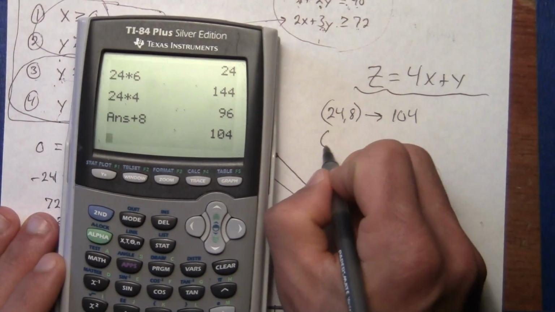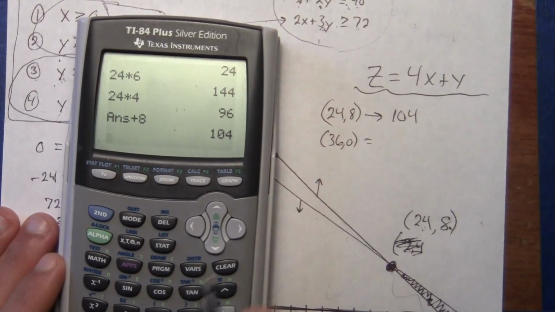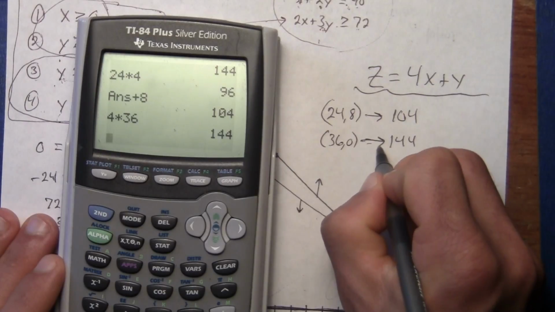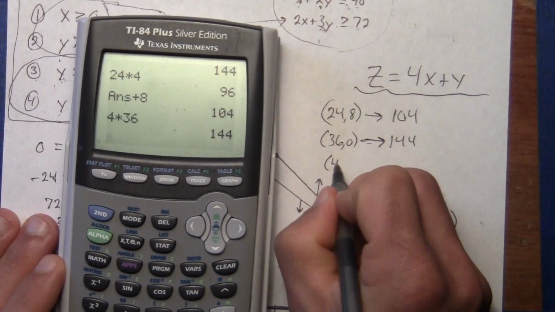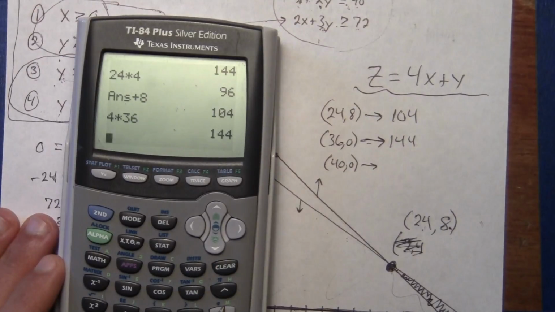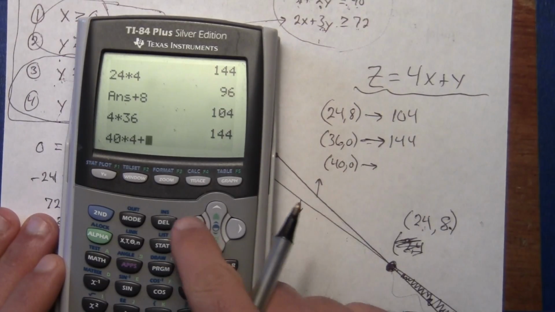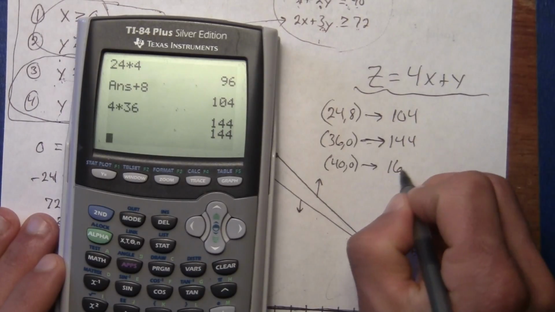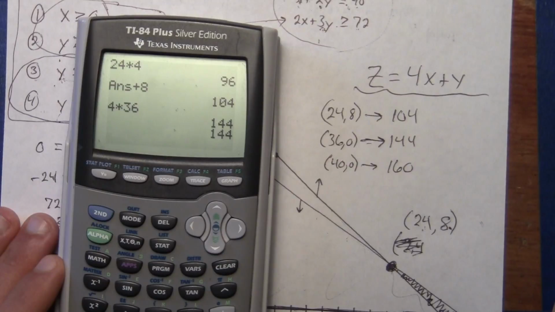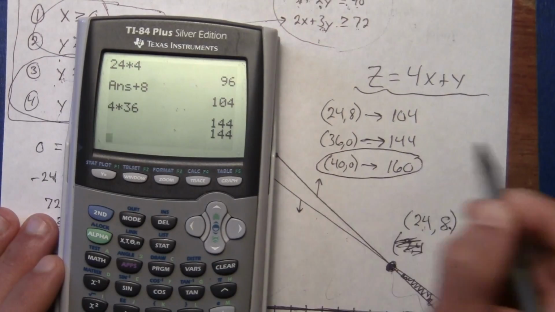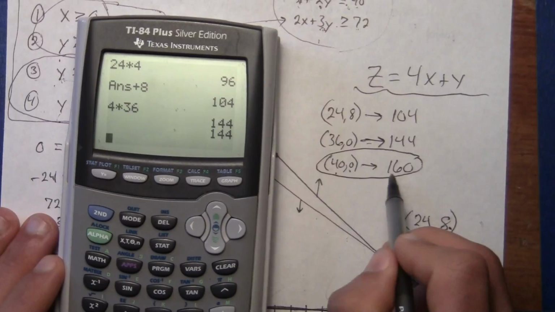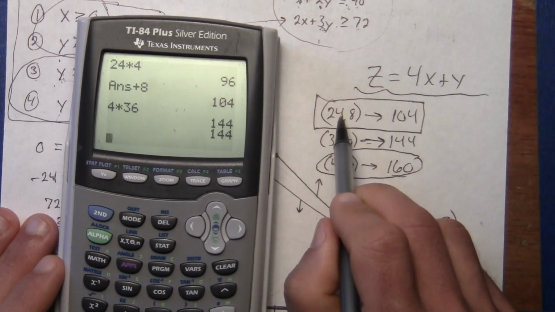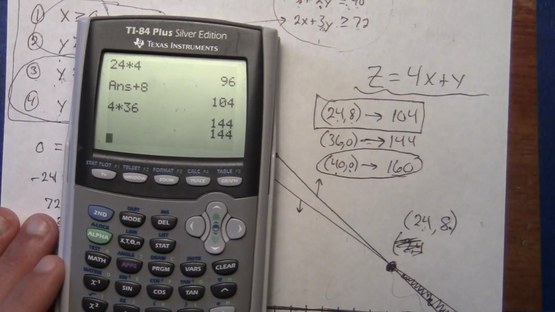If I plug 36, 0 in, it's going to give me 4 times 36, which is 144. And if I plug my last point of 40, 0 in, I could do that without a calculator, that is going to end up giving me 160, I guess we already know that. And now if you're looking for your maximum, there's your maximum. I have a max at 40, 0 of 160. And if you're looking for a minimum, you would say I have a minimum at the point 24, 8 of 104.